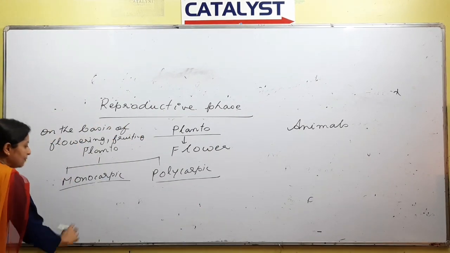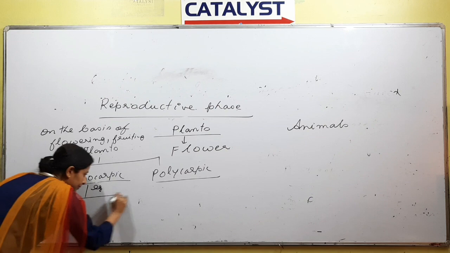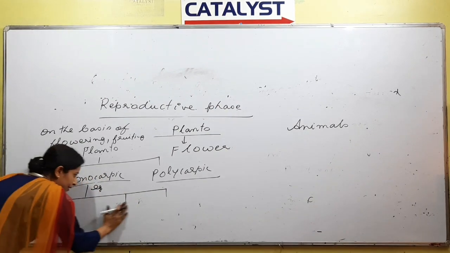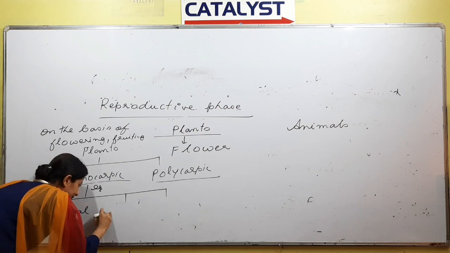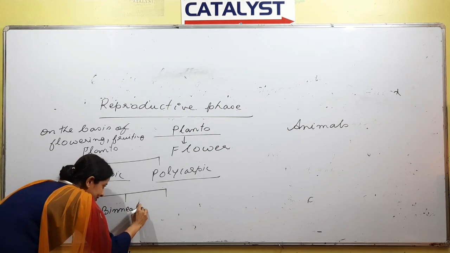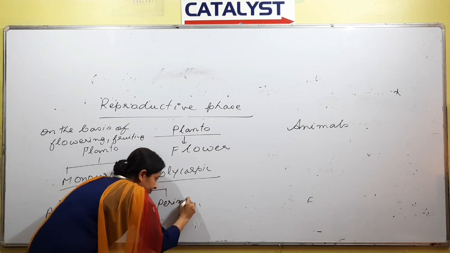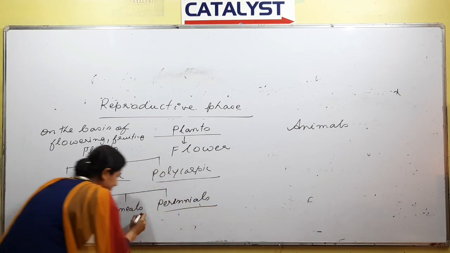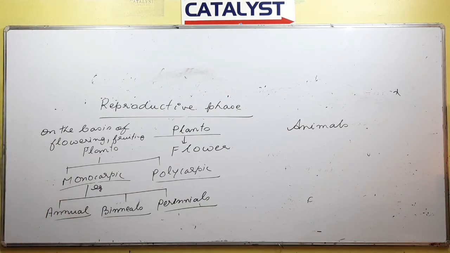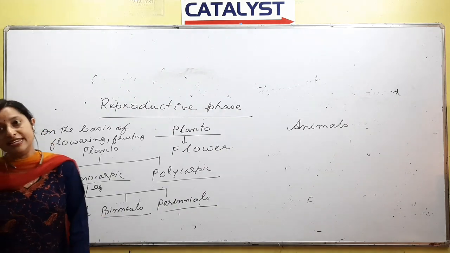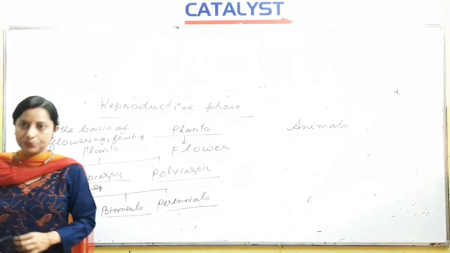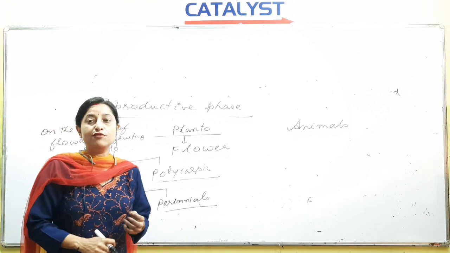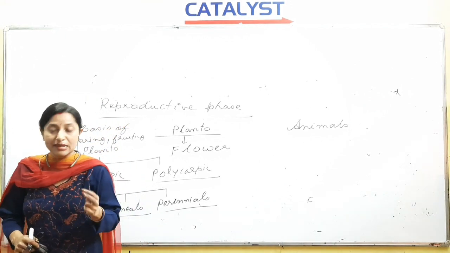Monocarpic, or examples? Yeah, you have some examples of annuals. A term you must have heard: annuals, biennials and perennials, right? On the basis of this, we have three terms: annuals, biennials, perennials. Exactly. So if you have a lifespan of 1 year, it is annual, 2 years it's biennial, more than 2 years it will be called as perennial.